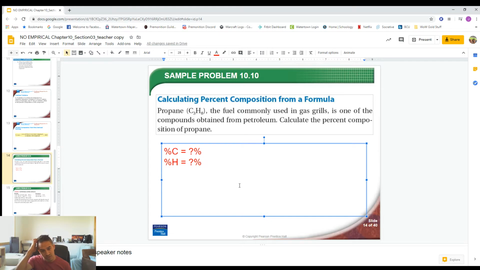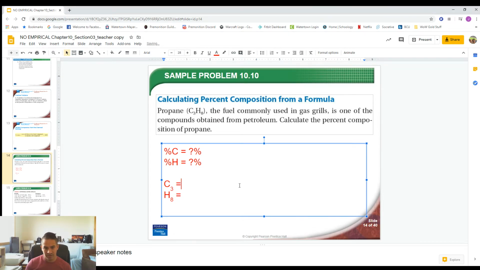Okay, so in order for us to do that, we need to get the total mass of the whole compound, which is going to have to be molar mass. Then we'll take the mass of each individual element, carbon and hydrogen, and divide that from the total. So first let's figure out what is the mass of 3 carbons and what is the mass of 8 hydrogens.